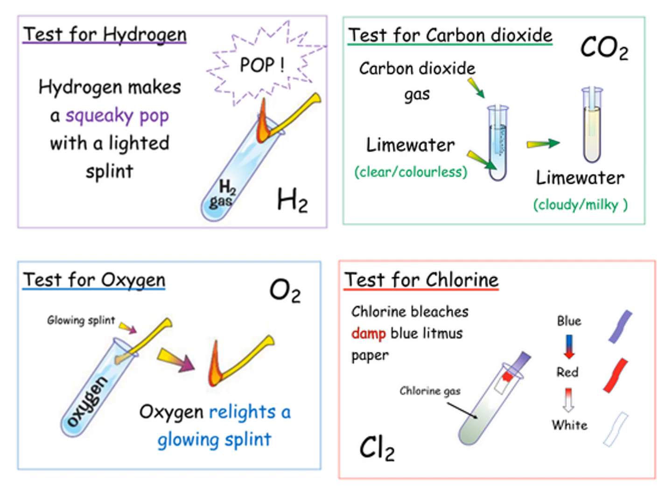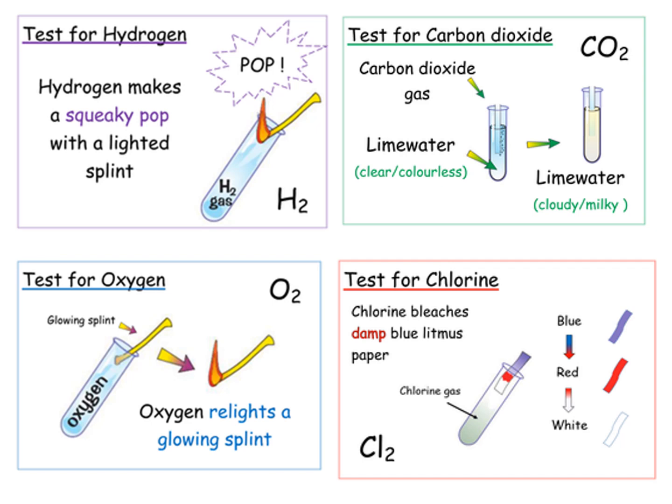So first of all, hydrogen. Hydrogen, you would talk about a lit splint going into the test tube and making a squeaky pop. It's not going to be enough to just say squeaky pop, you will not get the mark. Testing for carbon dioxide, the key words here is that the lime water, which starts out as a colourless liquid, becomes cloudy or milky if the carbon dioxide is present.